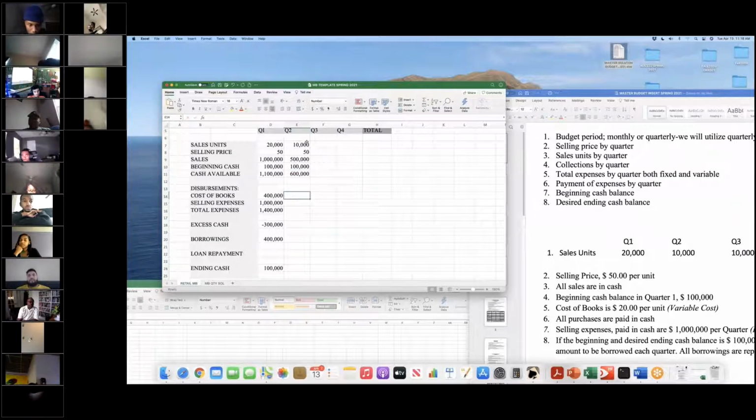Our cost of the books, we had to buy 10,000 at $20. So what's the cost of our books going to be? 200,000. You still have to pay that $1 million. And so now our total expenditures are what? 1,200,000. But you only got how much available? 600,000. So what do you have to do? So would that be a negative 600,000 then? That's a negative 600,000. How much do you have to borrow? If you want 100,000 here, how much do you have to borrow? 700,000.